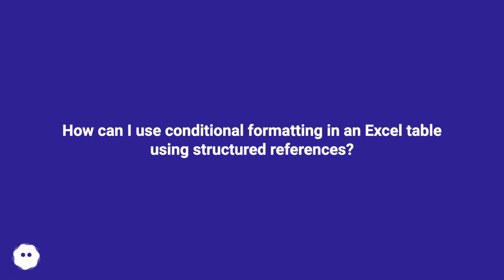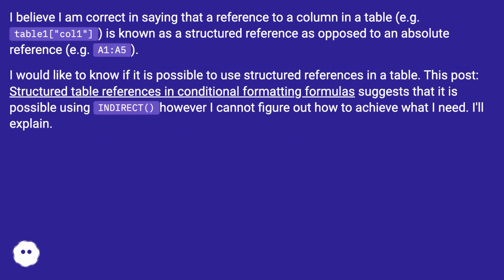How can I use conditional formatting in an Excel table using structured references? I believe I am correct in saying that a reference to a column in a table, e.g. Table1[Col1], is known as a structured reference, as opposed to an absolute reference, e.g. A1:A5. I would like to know if it is possible to use structured references in a table.